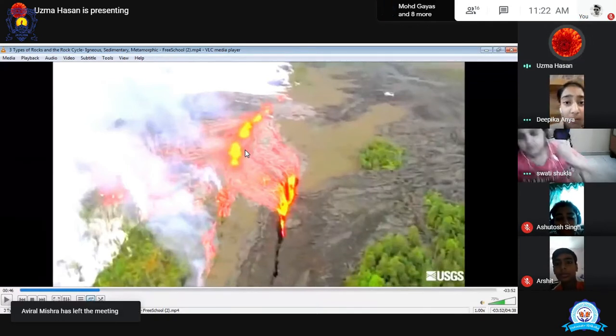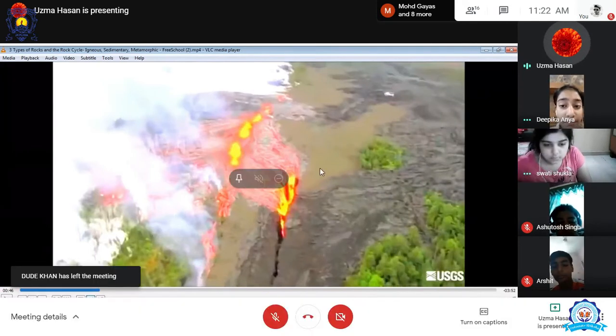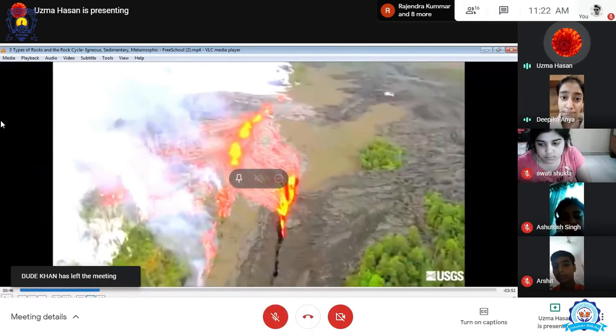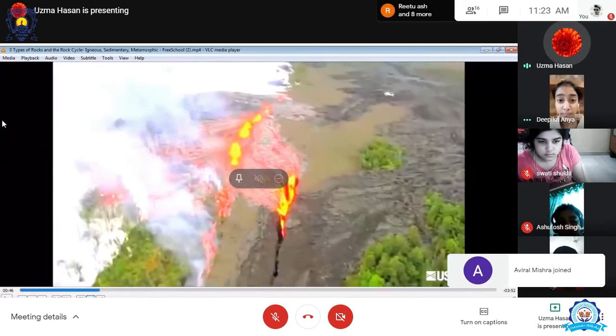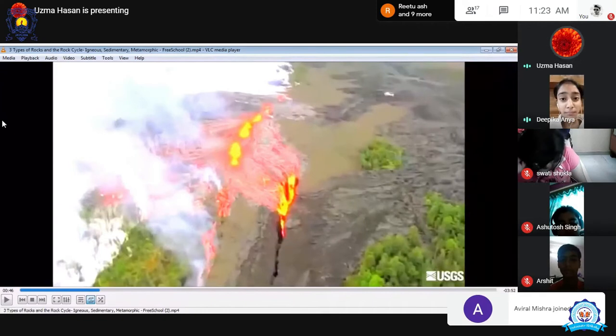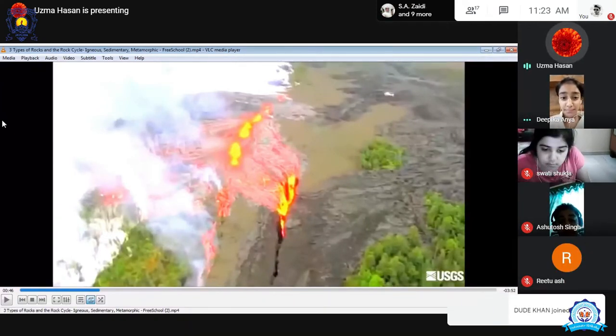When this lava is under the earth's surface, it is magma. There is not a single difference between magma and lava, but only one difference is there. When lava is under the earth's surface, it is magma. When lava is on the earth's surface, it is known as lava.